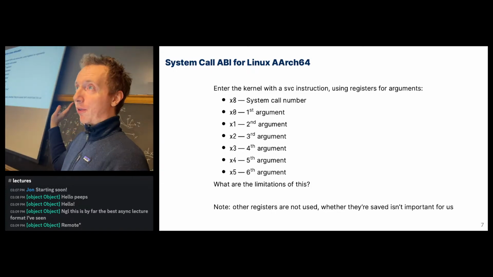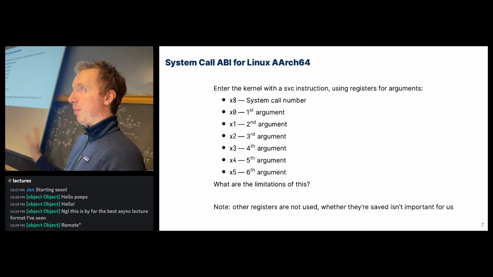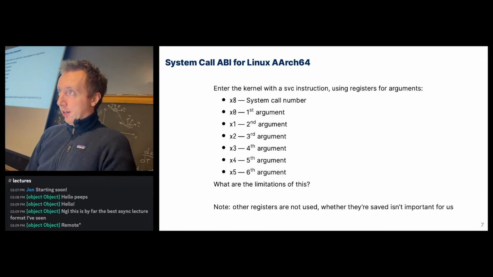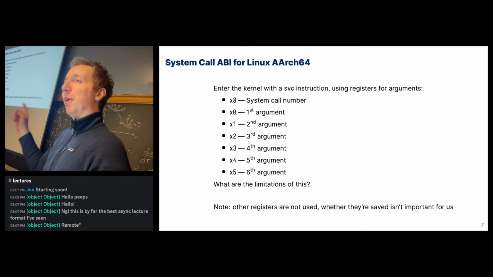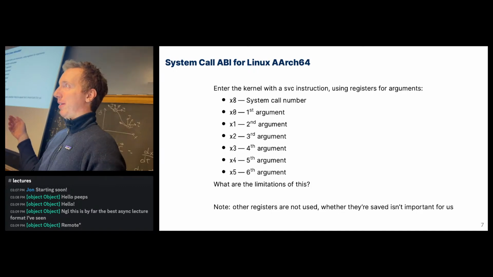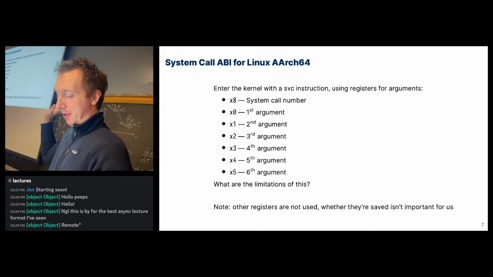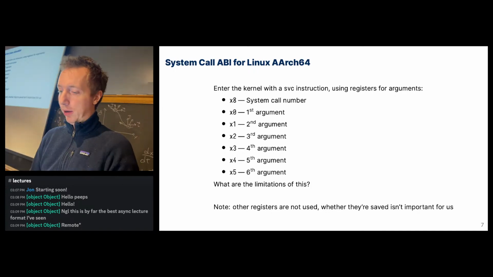So this is the full ABI. You can assume it saves the rest of the registers and doesn't touch them, but this would be the full ABI for Linux. So if we wanted to pass more arguments, one of them could be a pointer, and then we could say, hey, that points to something that has a lot more space. But in general, this is how you do system call interfaces. There are other ways around it.